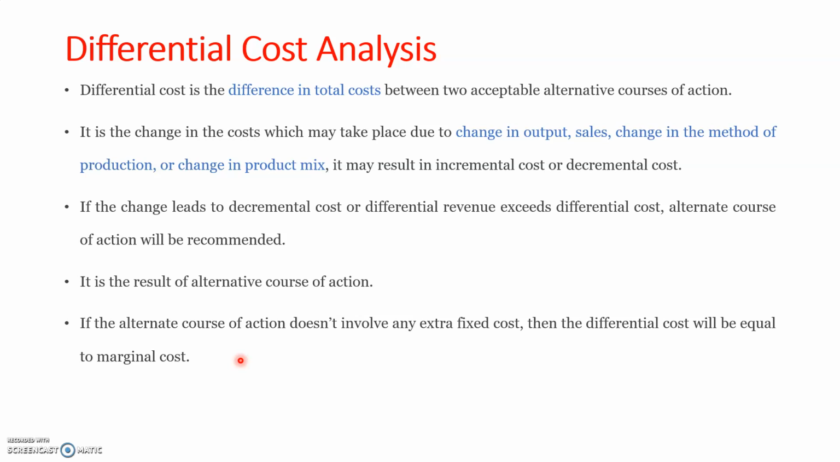Differential cost is the cost, incremental or decremental, the increase or decrease in the cost due to changes made in the course of action, the level of output, the volume of sales, the method of production, the product mix, or any type of alternative course of action. If there is any change in cost due to these changes, we call it differential cost. By using this method, management will take decisions based on whether the change will lead to an increase or decrease in the total cost.